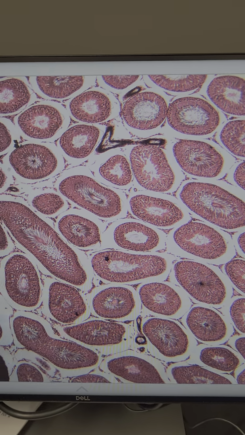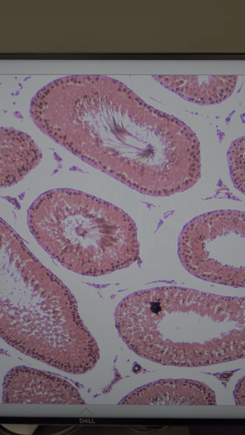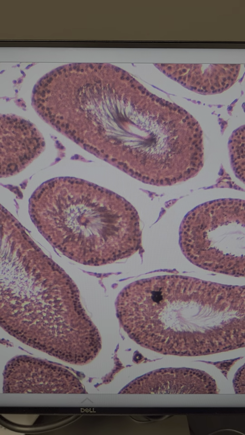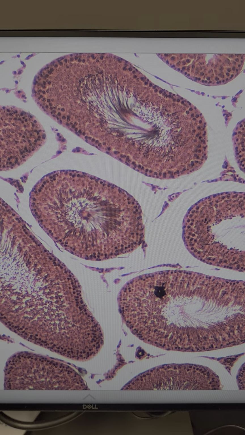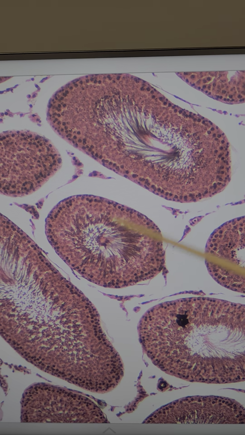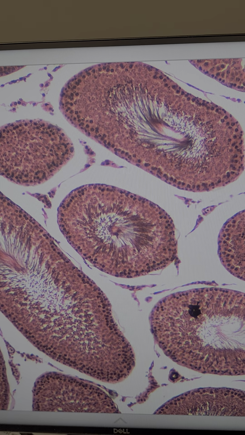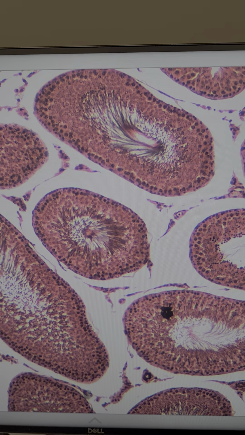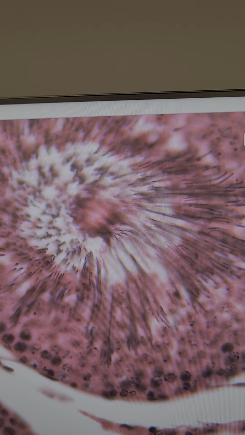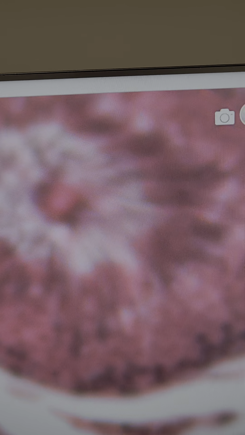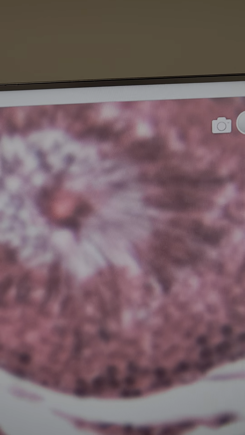So I'm going to increase magnification, and we're going to refocus here slightly. Okay, so here we can see the seminiferous tubule with the interstitial cells of Leydig. Again, they produce testosterone. We're going to increase in magnification so that you can see, after I refocus, there we go.